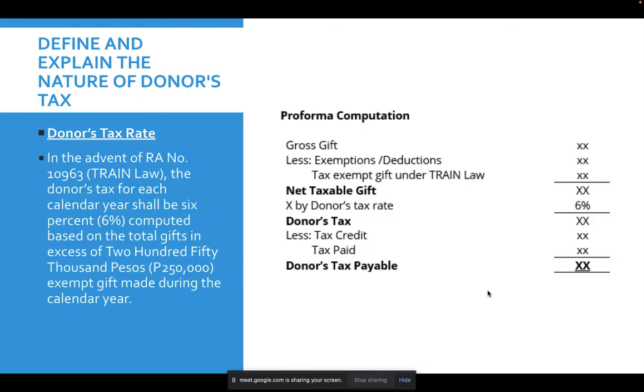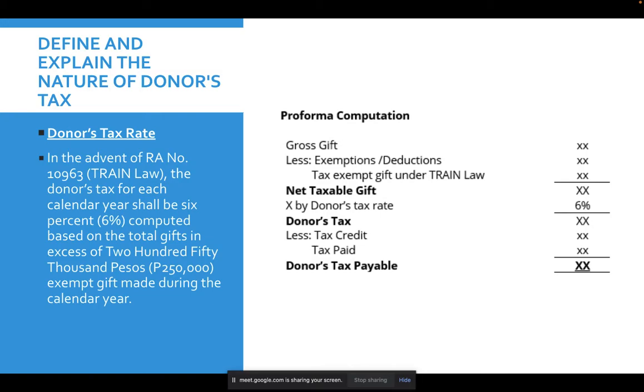Okay? So, again, magbibigay na naman ako ng proforma computation para i-follow nyo. Kung sakaling binigyan ka ng exercise, syempre, dapat na-follow natin to. So again, it's very easy lang din naman kung kukumputin natin ang donor's tax. Siyempre, magsisimula po yan sa gross gift. And then, kung merong mga exemptions na ibabawas natin ang exemptions and deductions and tax-exempt gift under TRAIN law kung meron. And this is also possible kung napakarami niyang pinamigay. Okay, a very good philanthropist maybe or talagang generous na tao.